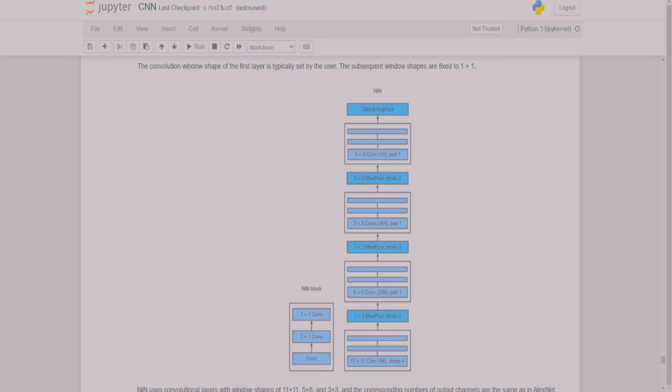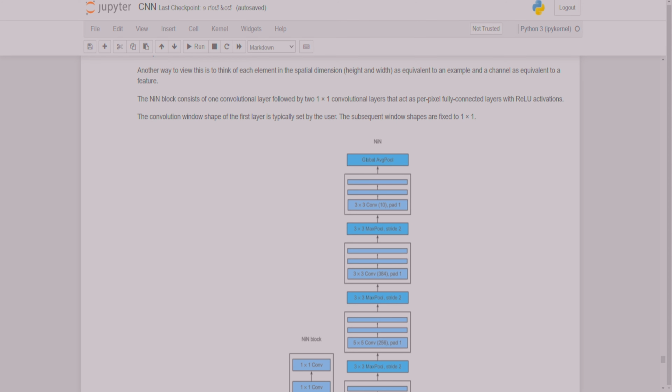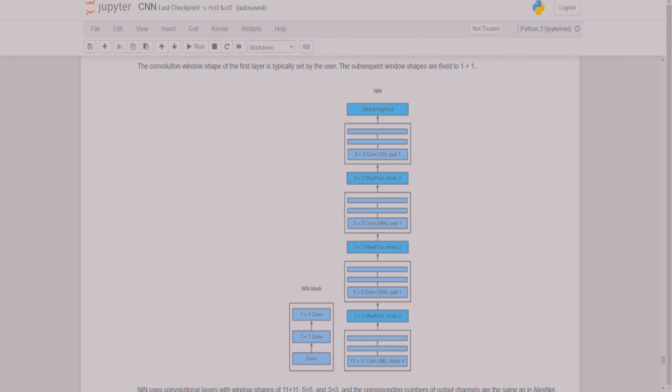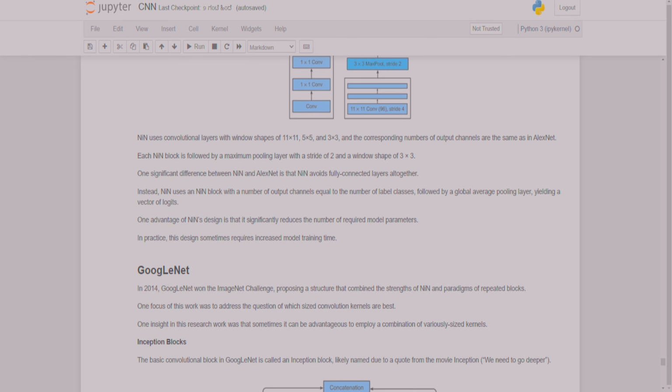Between those, you can use a pooling, right? That's what they show. Pooling size, they have fixed to 3x3 with a stride of 2. You can see max pool 3x3 stride 2, that is what they have used. At the end, you are using a global average pooling. This kind of structure has been named network in network, the NIN structure.